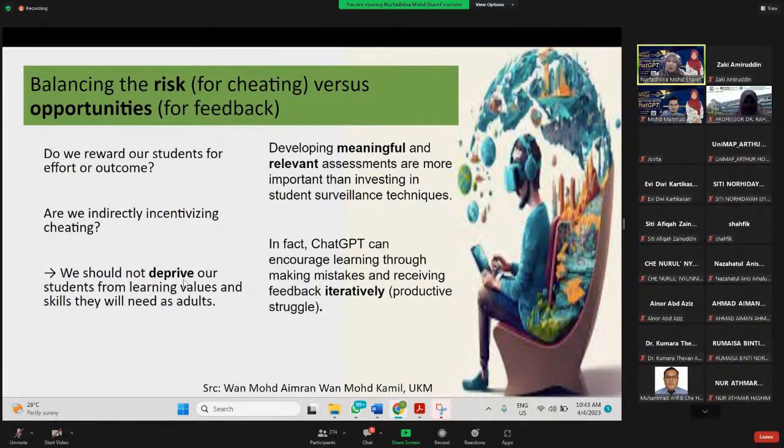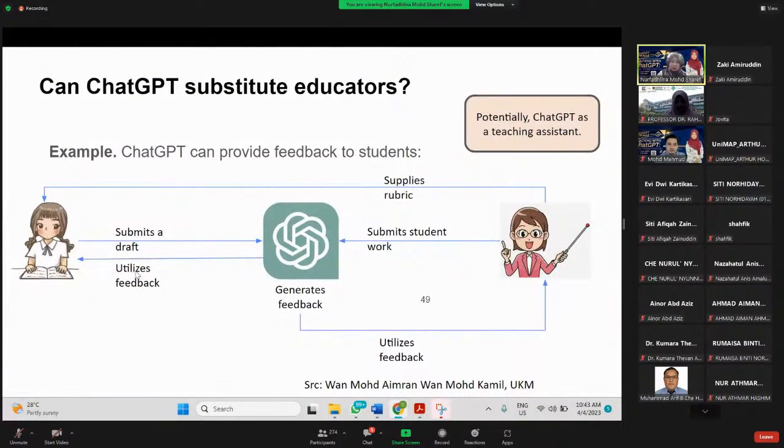So the point is that we should not deprive our students from learning the values and skills. They need to be able to be an individual who understands what integrity means. We need to allow them to make mistakes and receive feedback iteratively, and set up a productive struggle. So this productive struggle, as explained in my previous example, hopefully can inspire you.